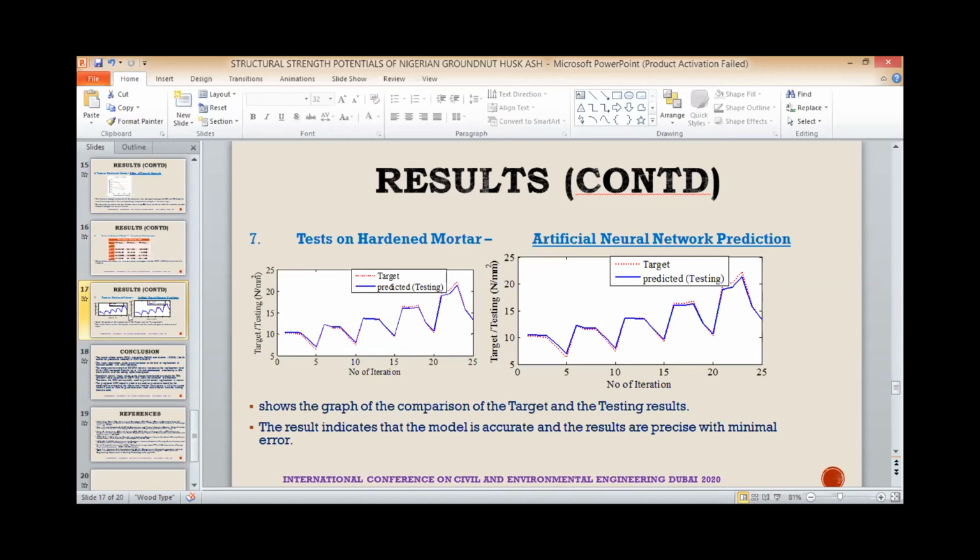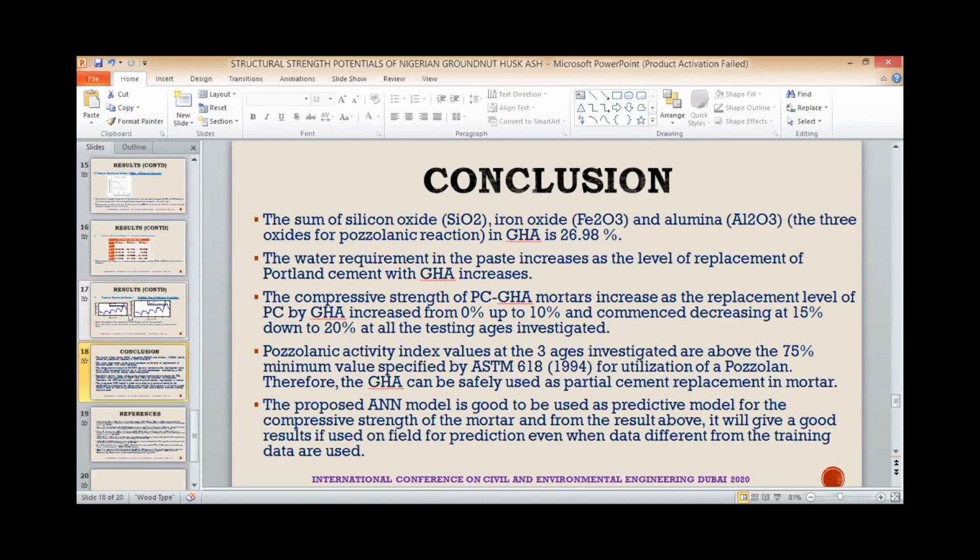Now we come to the conclusion. The conclusions are shown. The sum of silicon oxide, iron oxide, alumina, and other oxides for the pozzolan reaction is 26.98.